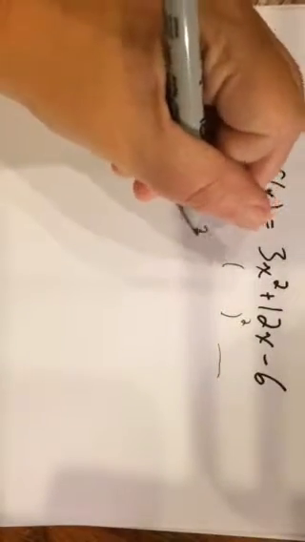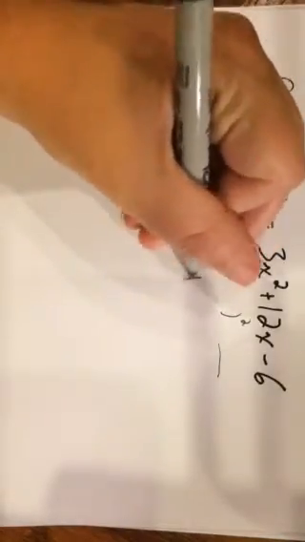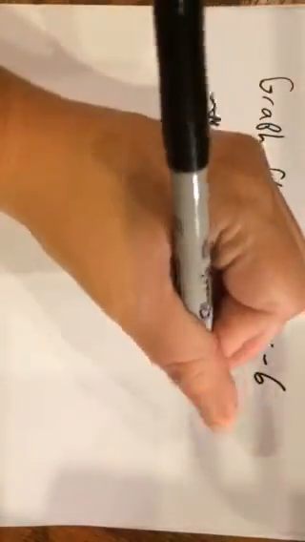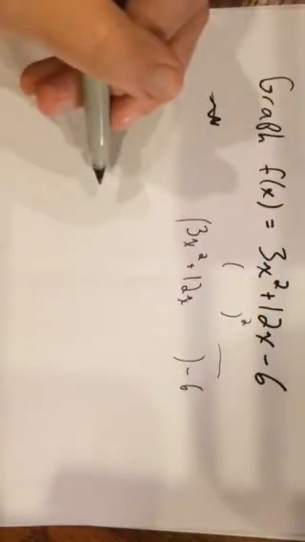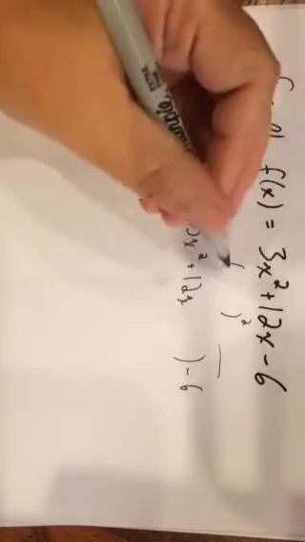So I'm going to rewrite it. So 3x squared plus 12x. And I'm going to keep the minus 6 outside of it. And I'm going to try to complete the square with this part. And if I complete the square, I got it to be something.